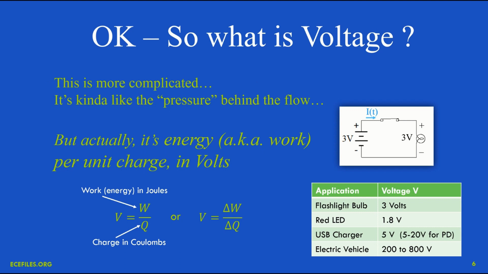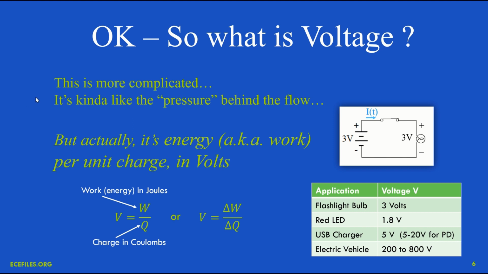All right, so that's what current is, but what is voltage? Well, as this slide says, it's kind of complicated. It's like the pressure behind the flow. But pressure is in quotes because it's really just an analogy, but it serves pretty well. Think of the current as water flowing through a pipe, for example, and the battery as a pump, building up the pressure that causes the flow.